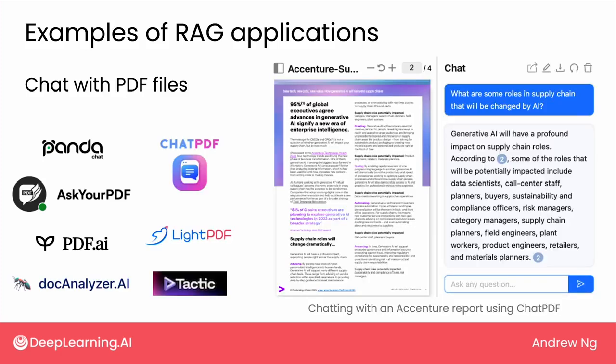For example, if you are reading a white paper, but you maybe don't have time to read the entire thing carefully, but have a question that you want answered based on that white paper, there are many applications today, like PandaChat, AskYourPDF, ChatPDF, and many, many others that let you upload your PDF file and then ask questions, and they will use RAG to try to generate answers for you. I find that some of these software packages work better and some work worse, so the results you get may vary. But there's certainly been a lot of excitement and interest about building applications to let you chat with your PDF files.